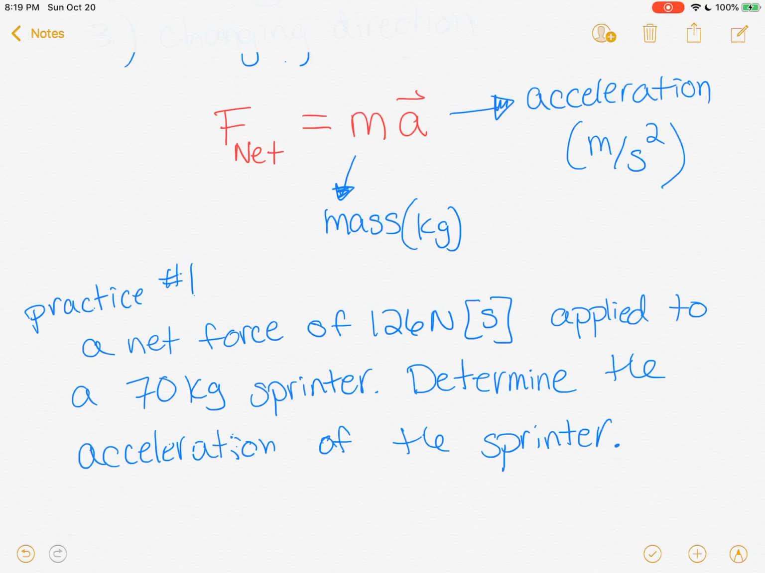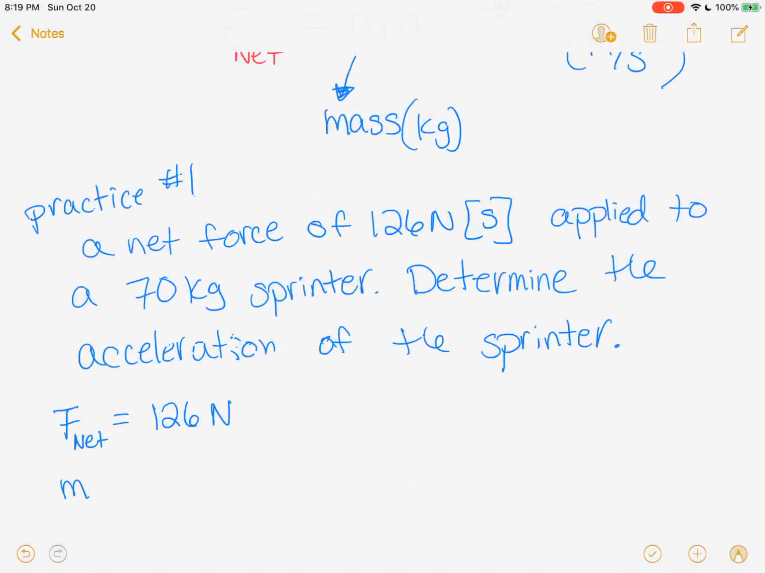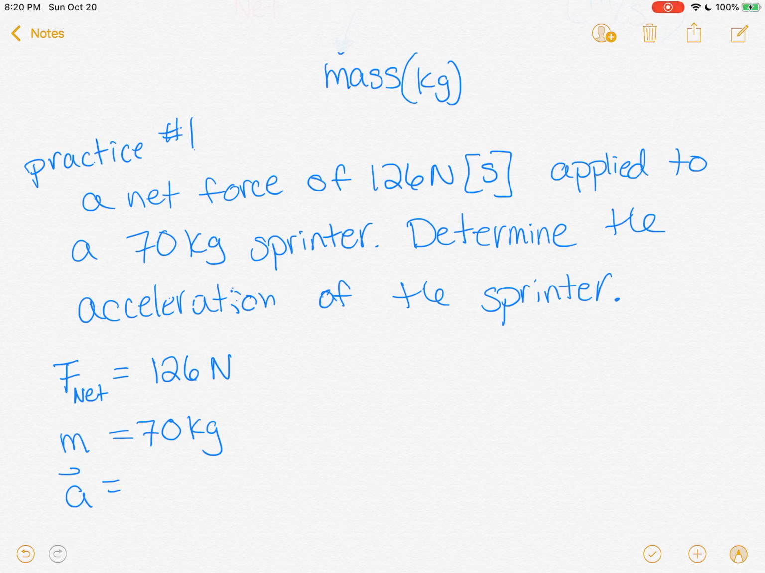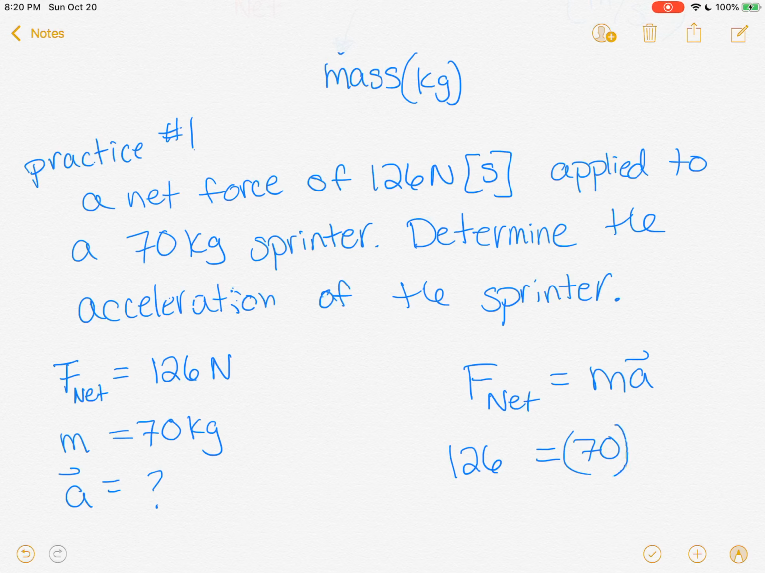All right, so we have this net force of 126 newtons. It's not 0, so we know that we're not dealing with Newton's first law, we're dealing with Newton's second law. So our F net is 126 newtons. And the mass of our sprinter is 70 kilograms. And we're trying to find the acceleration. So we're going to use the fact that our F net is equal to mass times acceleration. So our 126 newtons is equal to our 70 kilograms times our acceleration.